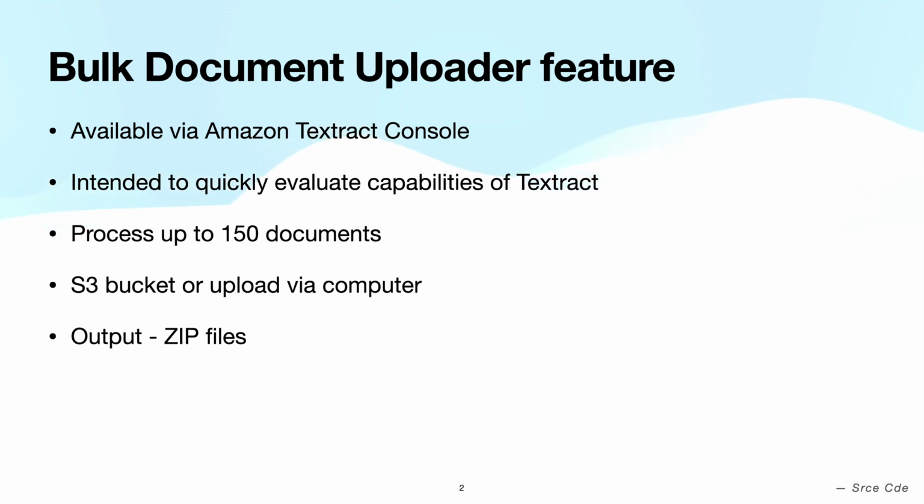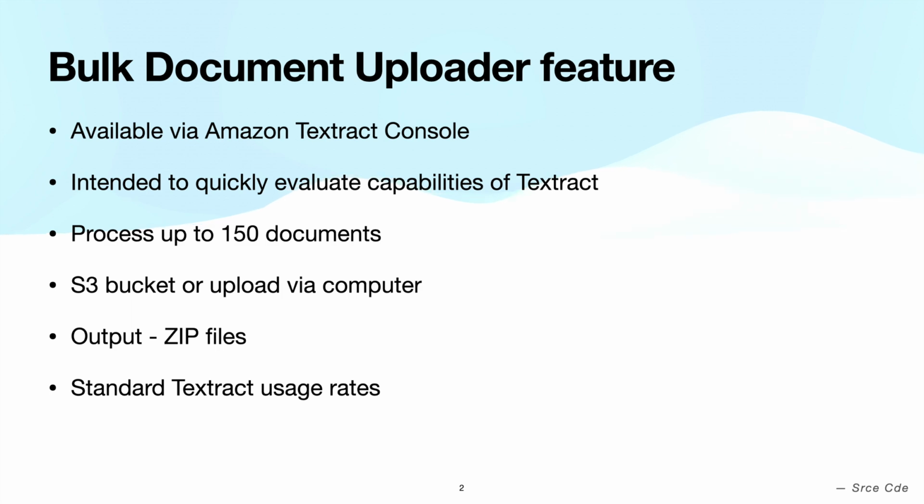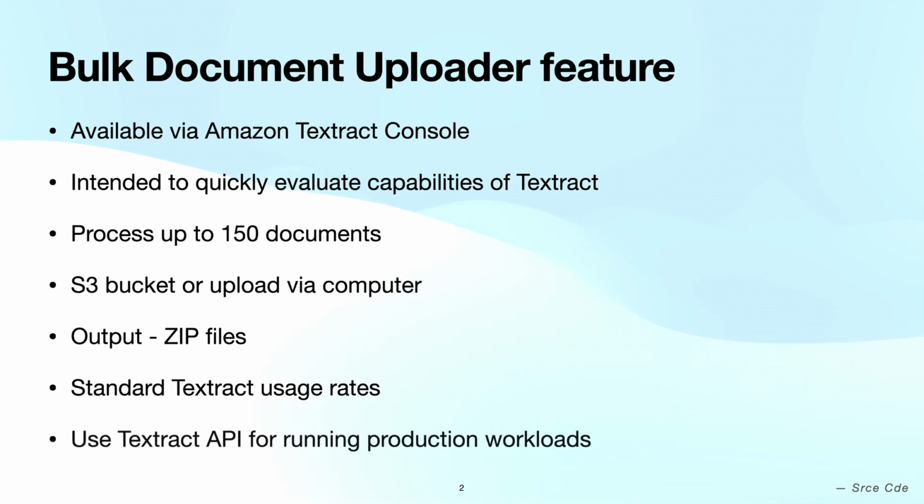Now coming to the main part. With respect to the cost, AWS will charge standard Textract usage rates for using the bulk document uploader feature. Again, I want to highlight that this feature is intended to quickly evaluate the capabilities of Textract, and you should use Textract APIs in production. As a next step, let's navigate to the Amazon Textract console for hands-on.